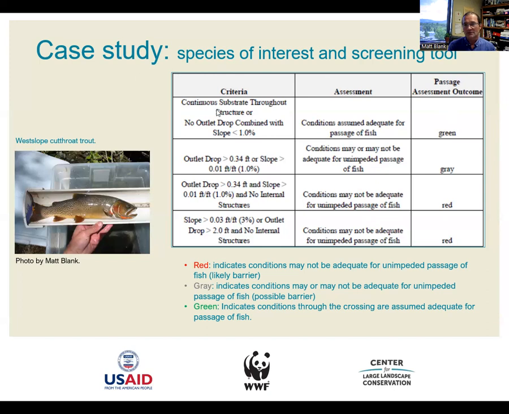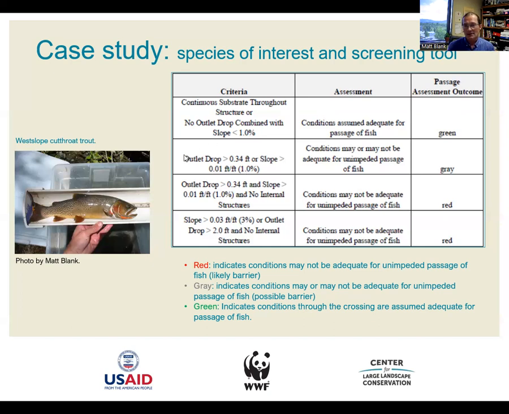The first one is if the structure itself has continuous substrate throughout, and there is no outlet drop, and the slope is relatively shallow, less than 1%. If those conditions exist in a crossing, we consider that to be adequate for passage of cutthroat and fish in this region, and therefore it's a green ranking. So green, go, green light, things are good.